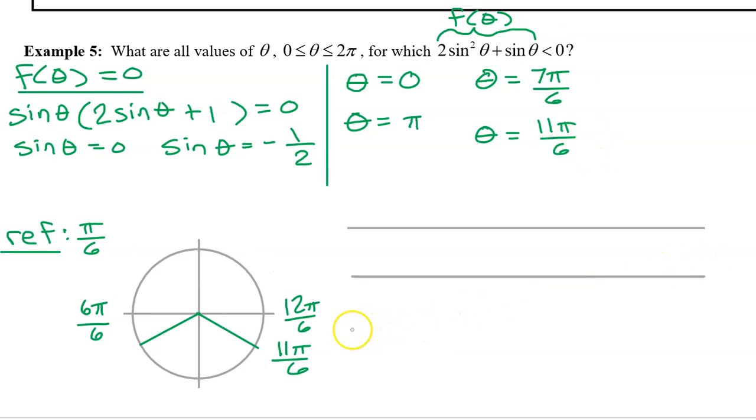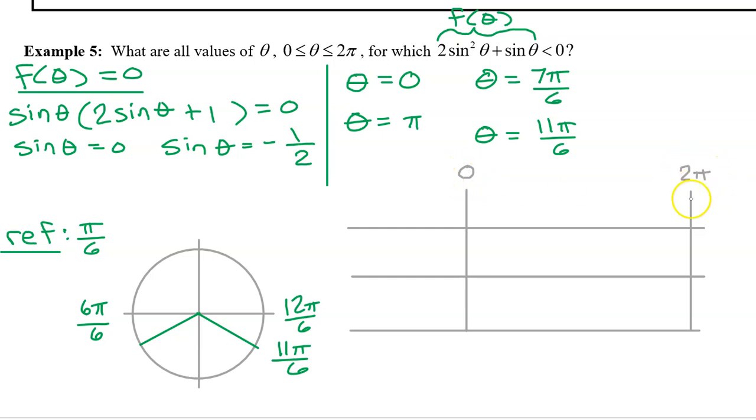Now it's time to make the sign chart. We're going to need a row for each factor of f of theta. So I'm going to need 2 rows. We are going to put a vertical line at the beginning and end of the limited domain. So we are restricted to the interval from 0 to 2 pi. So we need to label the beginning as 0 and the very end as 2 pi. Between 0 and 2 pi, we will put a vertical line at each of these 4 critical values.